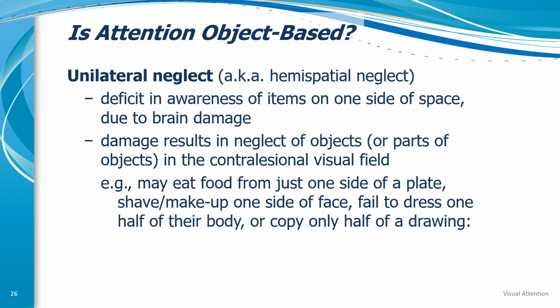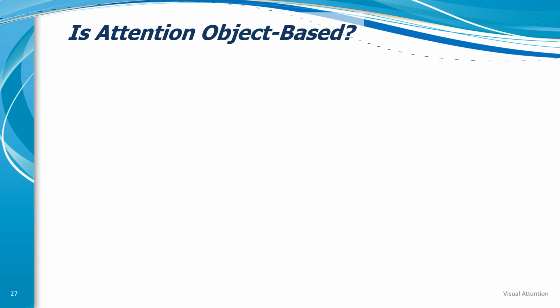Examples include people eating food from just one side of their plate, or they shave one side of their face or put makeup only on one side of their face. They fail to dress one half of their body. They'll put on their pants, they'll stick their leg in one leg of the pants, and that's it. There are kind of standard tests in which people are given a drawing to copy, and let's see how they do.